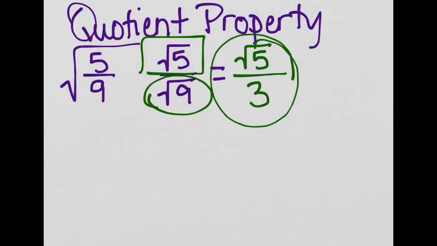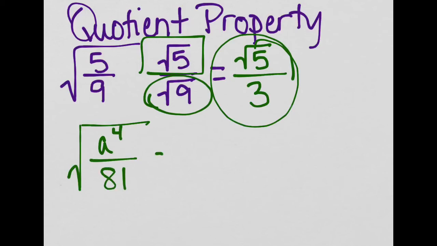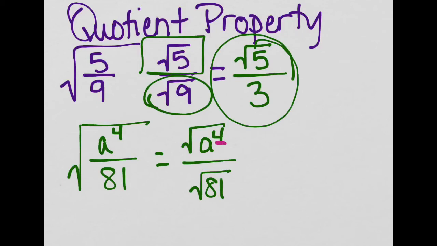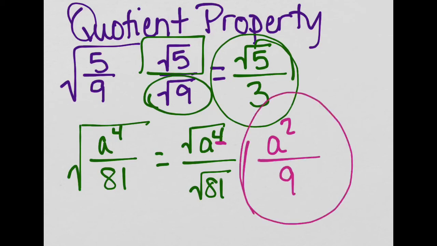Okay, let's try another one. If I have the square root of a to the 4th over 81, I can go ahead and separate that out to the square root of a to the 4th, the square root of 81. Anytime I have a variable, I look at that exponent right there, and it is an even number. So with the square root, I'm just taking half of that to eliminate the radical symbol, and the square root of 81 is 9. I have simplified that using the quotient property.